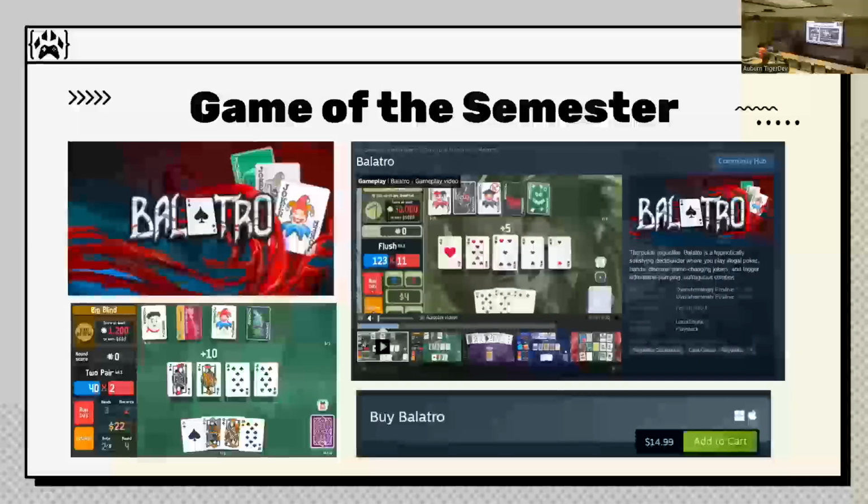Did we figure out our game of the semester yet? That's what it is. So our game of the semester is Balatro. What is that? Balatro. Jack, was this your game? Yeah. What's it about? You play poker. Bigger number gets bigger. It's about poker.